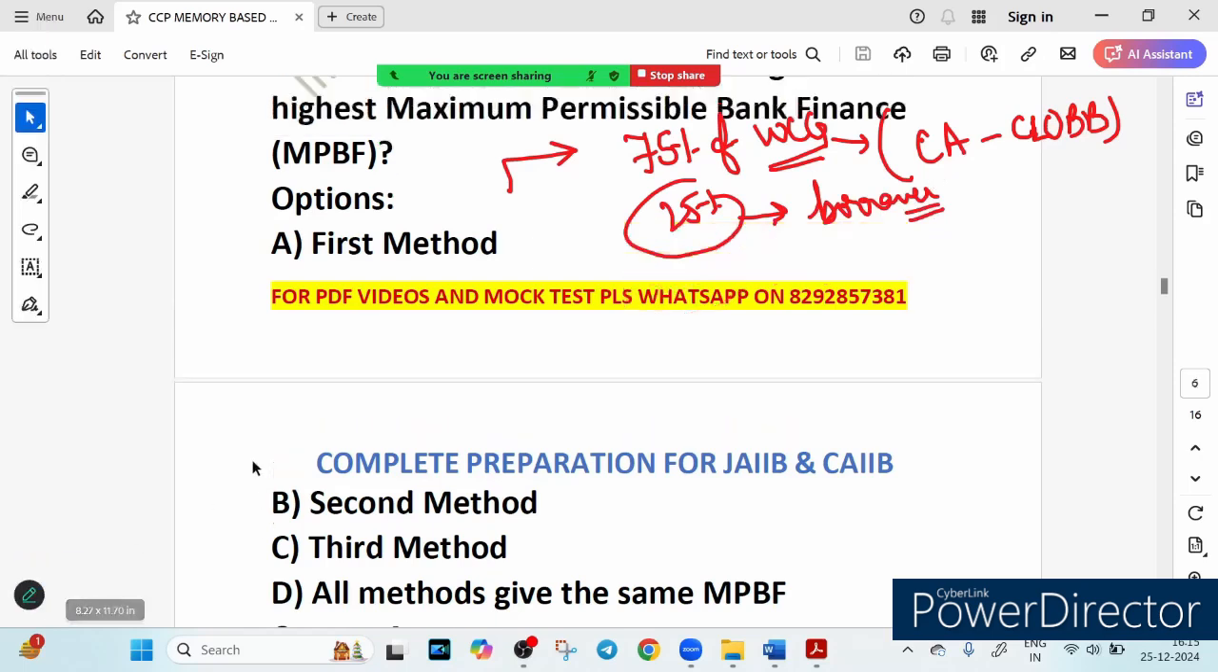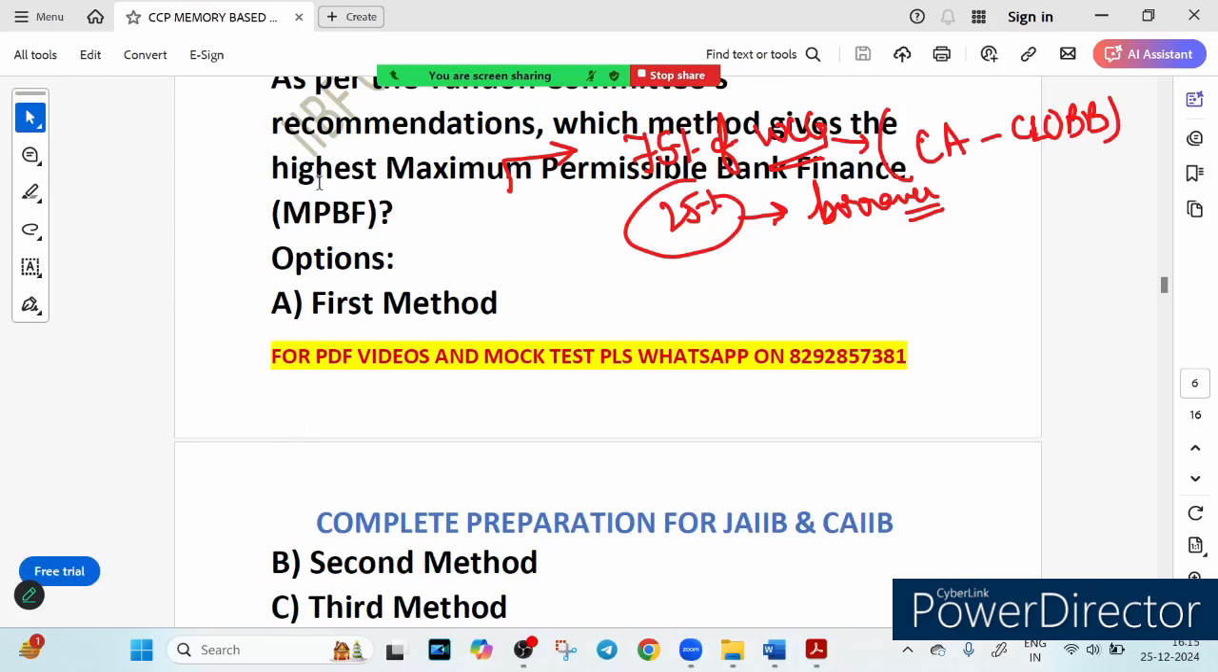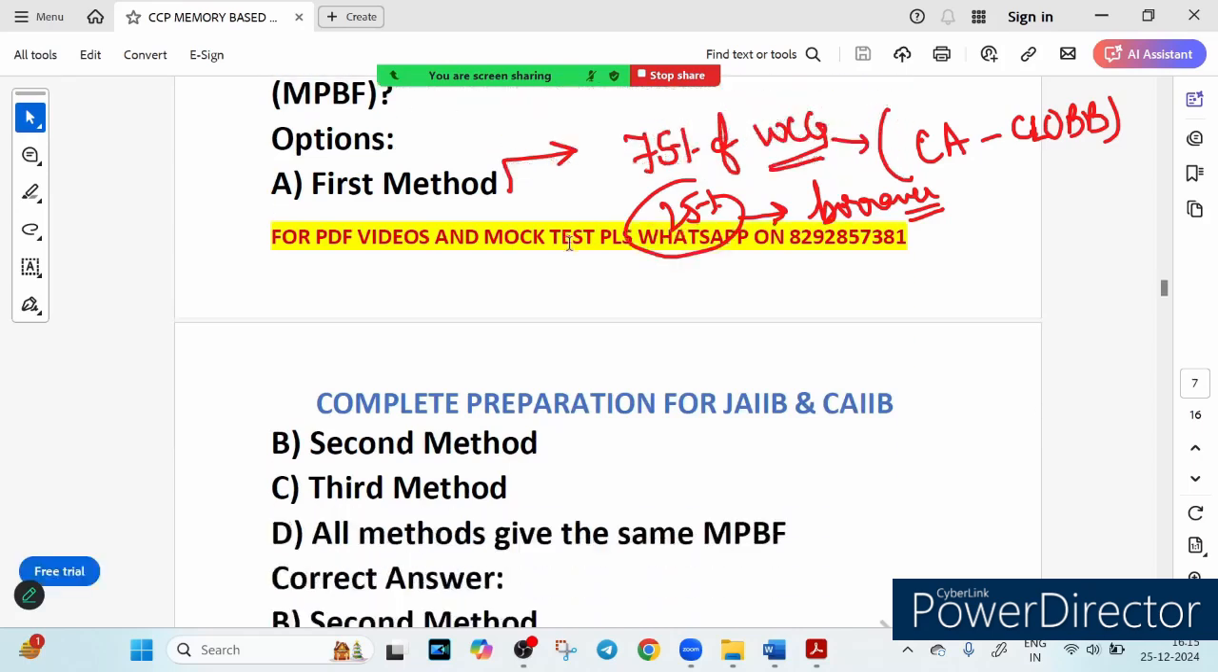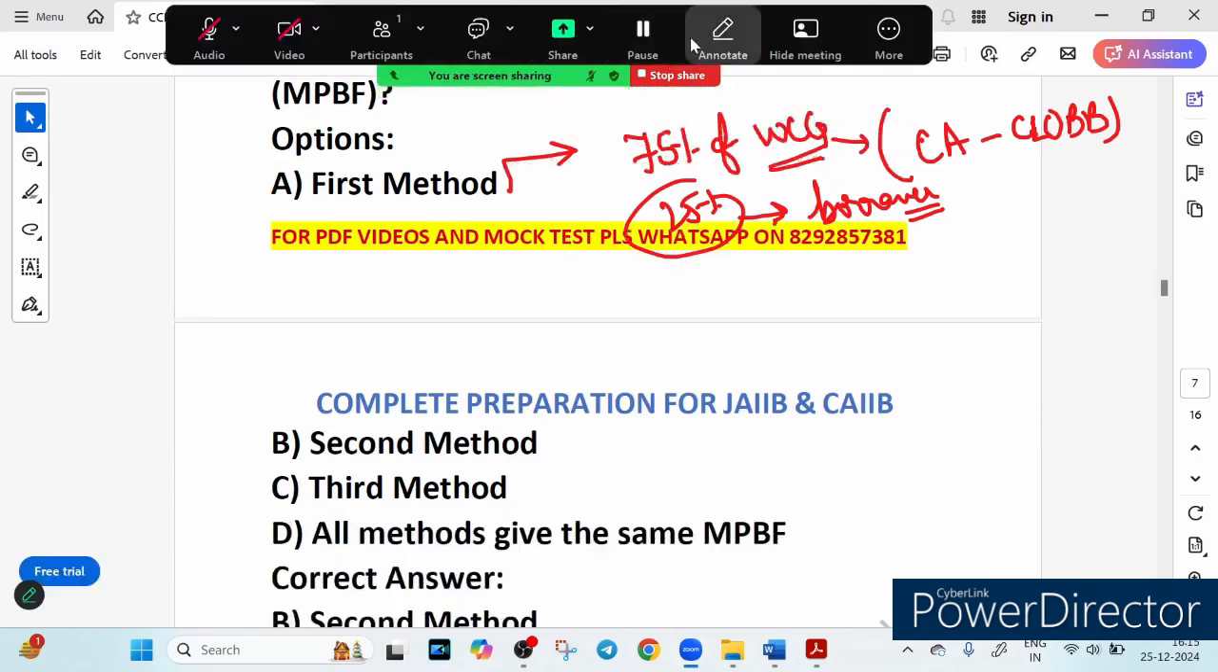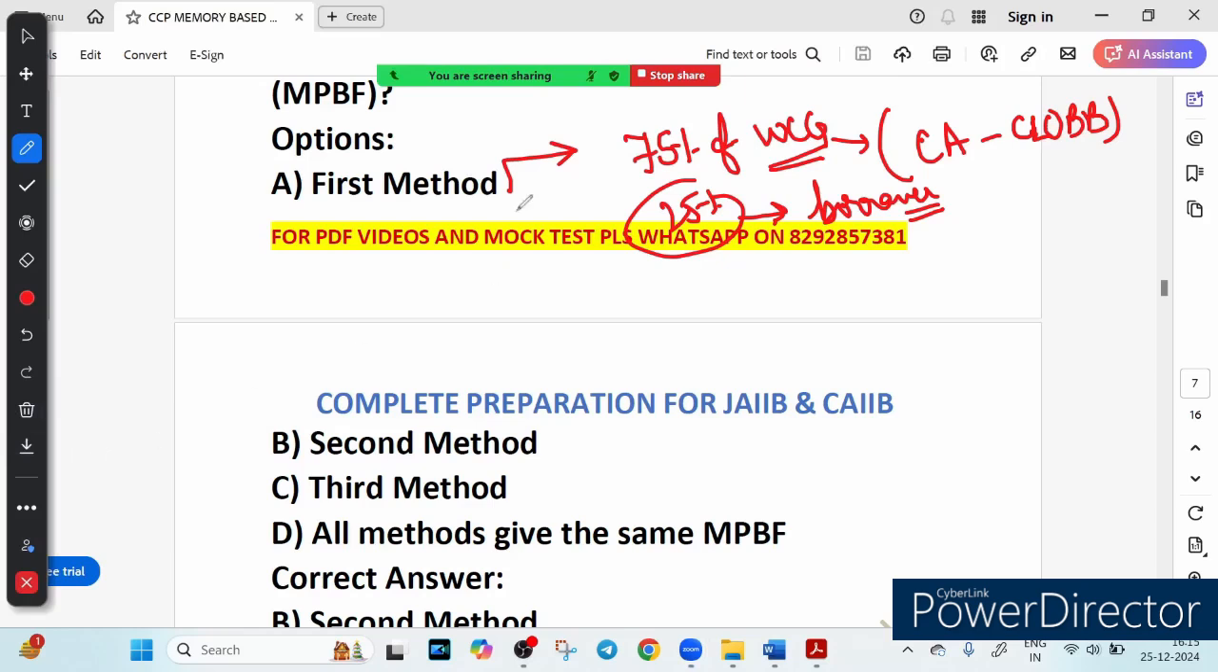What is the question asking? The question is asking you to find which method gives the highest MPBF. In which method will the bank give the highest permissible finance? So it is not the correct answer. It is restrictive because the borrower contribution is higher. Let's see the second method.